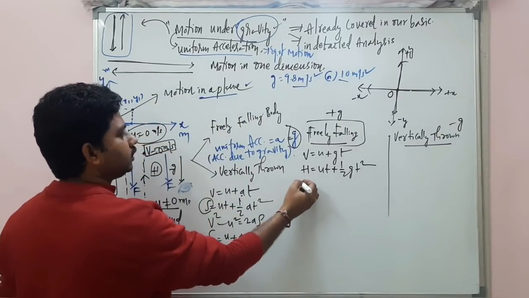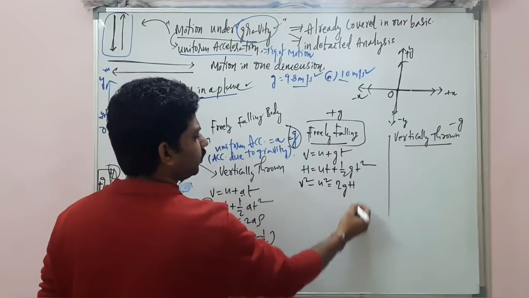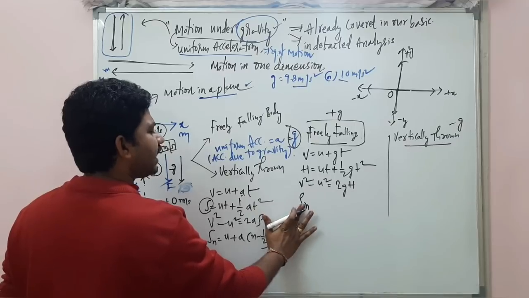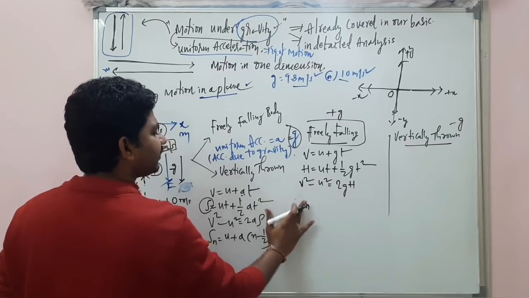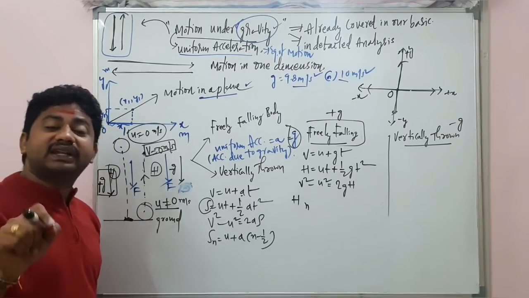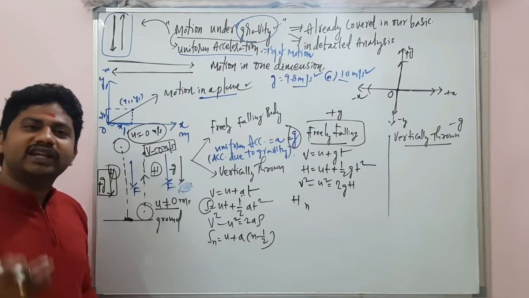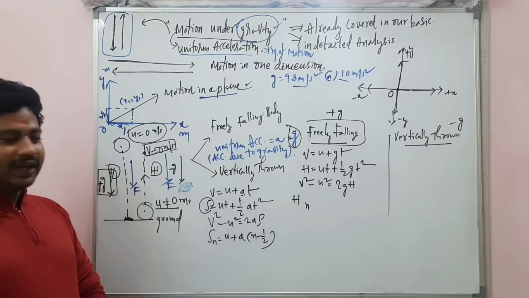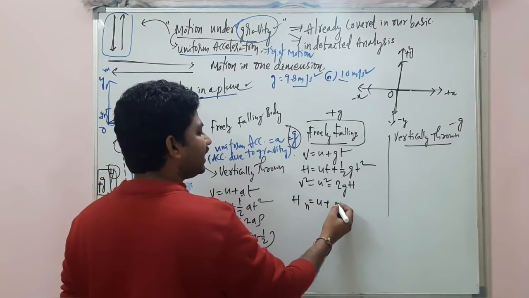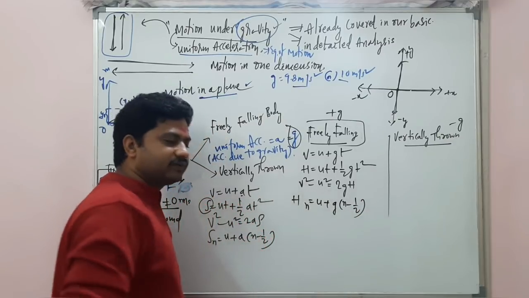So now the next one, V square minus U square is equal to 2G into H. Next one, Sn. I can write this as Hn, the height covered by a body in a particular second. Understand? Distance traveled by a body in a particular second. Okay. So Hn is equal to U plus A into, A is G here, so G into N minus half.